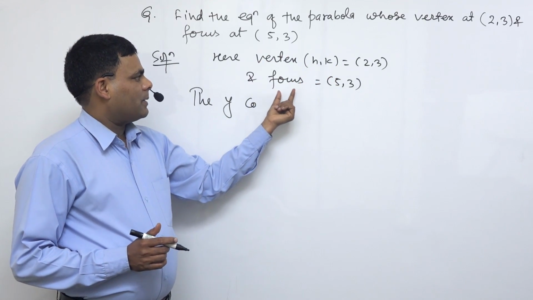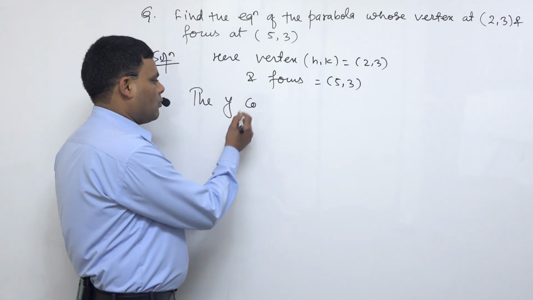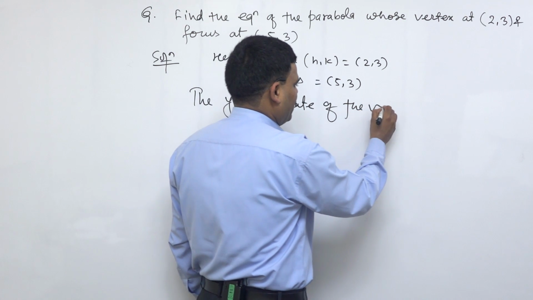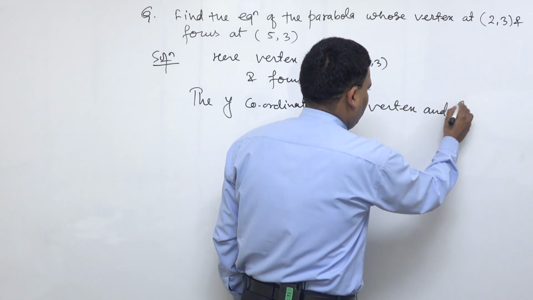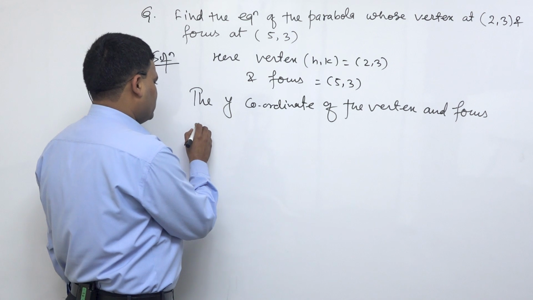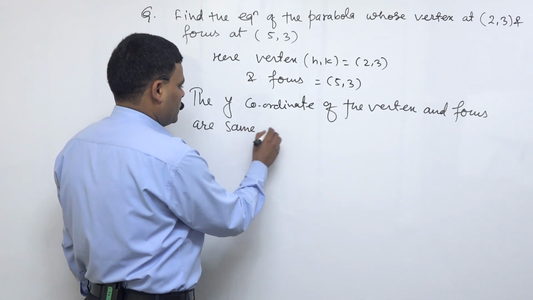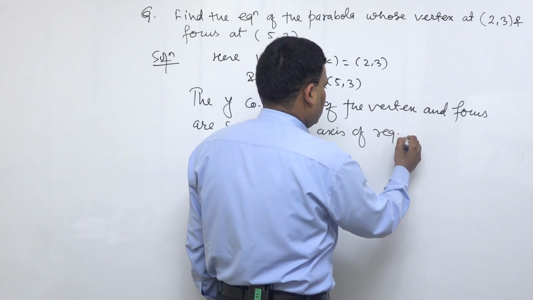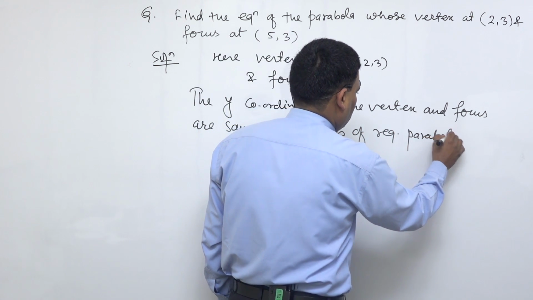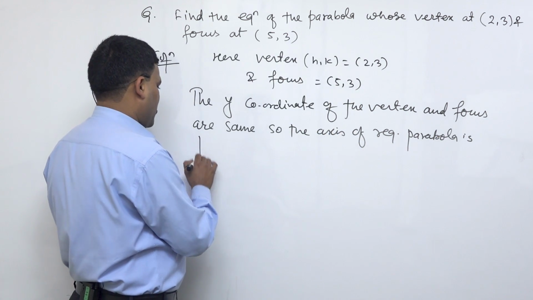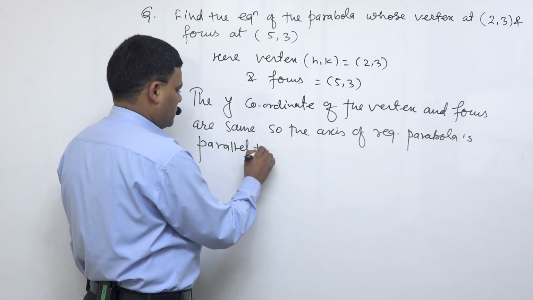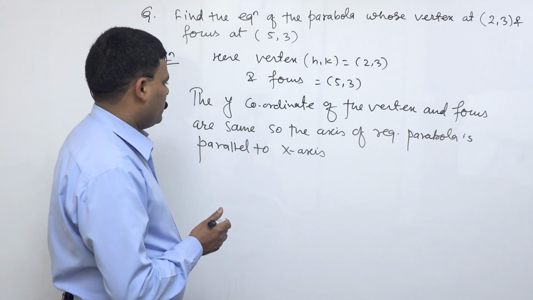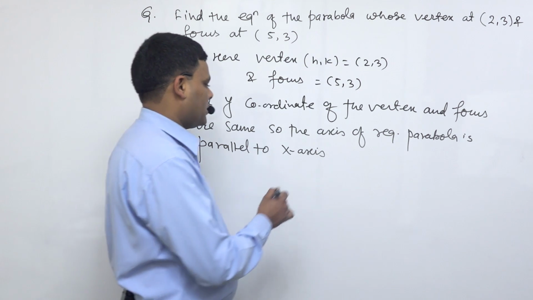Here vertex equals (2,3) and focus (5,3). The y coordinate of the vertex and focus are same, so the axis of required parabola is parallel to x-axis.